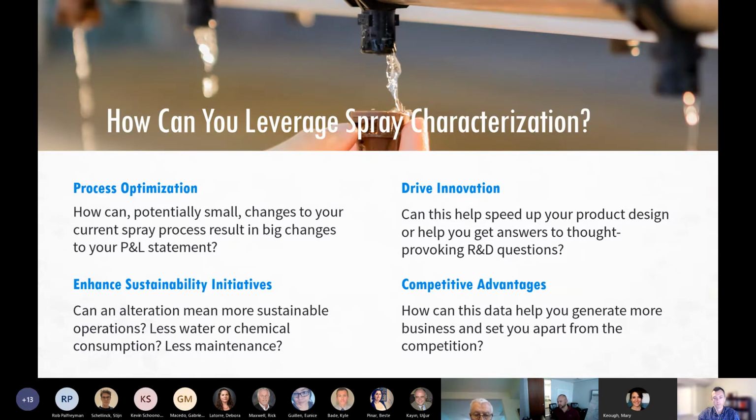Another piece for characterization is it drives innovation. Again, it opens up some questions that may not have typically been asked. And when new questions are asked, new answers come online, which from that innovation leads to competitive advantages. Again, what gets measured is what improves. So if we're able to measure a little bit more out in the field, out in the processes, then that lends itself to competitive advantages as well. Next slide.